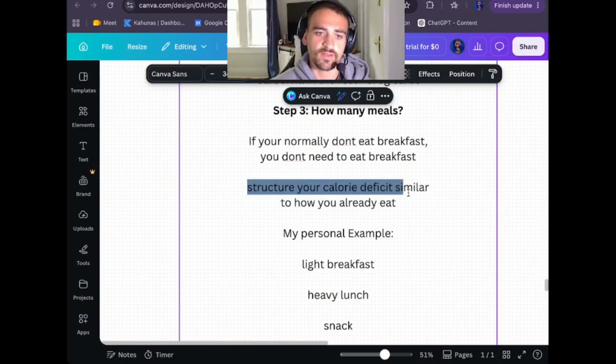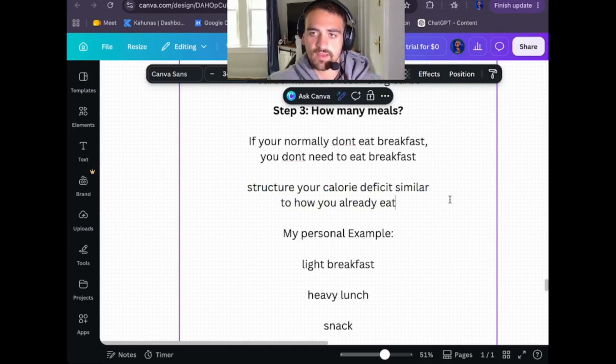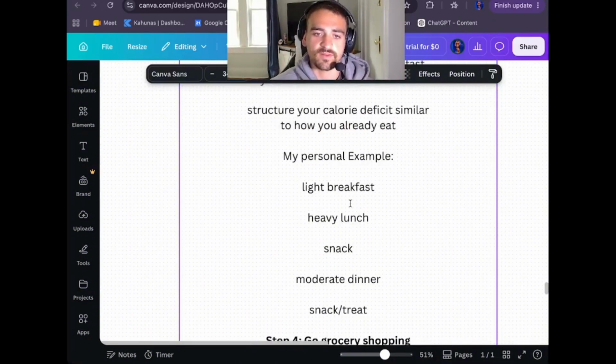All right, so the point is to structure your calorie deficit similar to how you already eat. So take a look at how you normally eat on a normal day and basically structure your calorie deficit in that way. Here's my personal example. I will have a very light breakfast, a heavier lunch. Usually I'll have a little bit of carbs and a little bit of protein before my workout, and then after my workout I'll have a heavy meal.